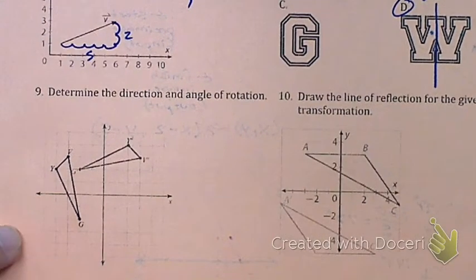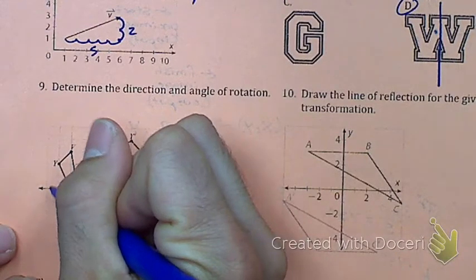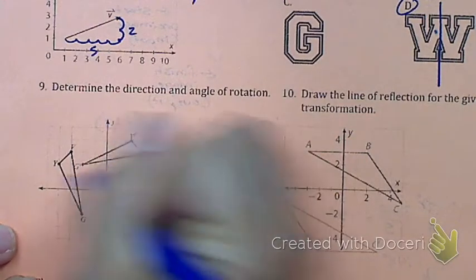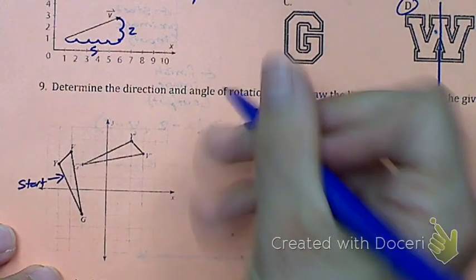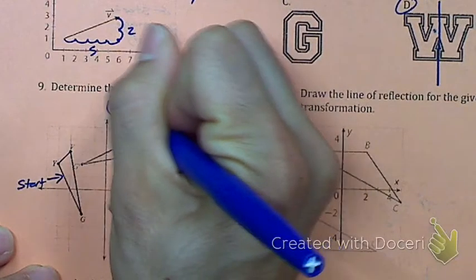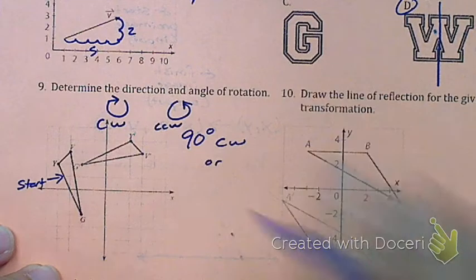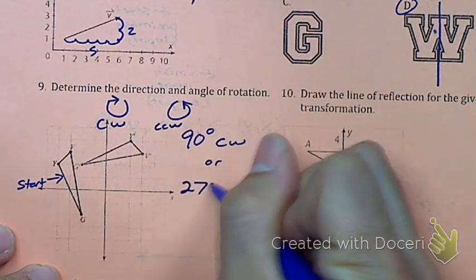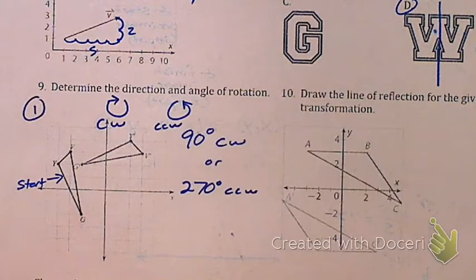Number 9, the direction. Which one did I start at? Left or right? So 2 options, 90 degrees clockwise, or what was the other one? Good. That was 1 point.